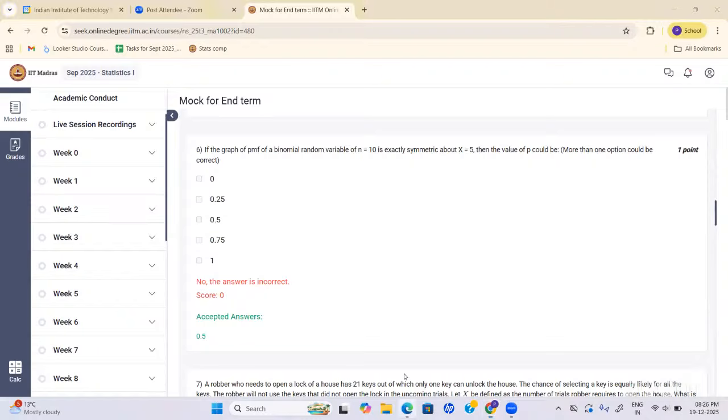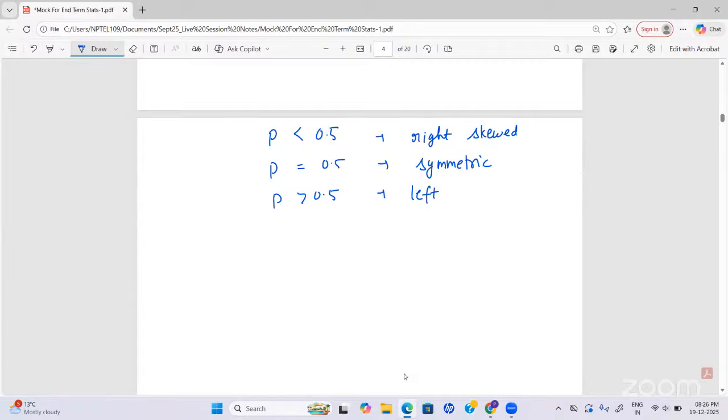So if you know the properties of binomial random variable, binomial distribution, if the value of p is less than 0.5, then it is right skewed. If p is equal to 0.5, then it is symmetric. And if p is greater than 0.5, then it is left skewed. So you have to remember these properties.